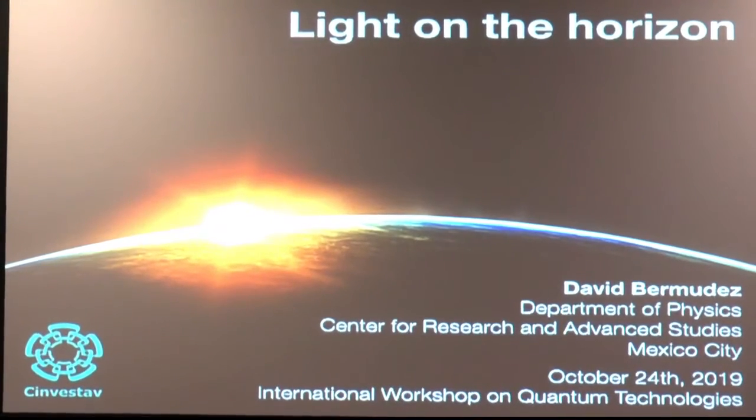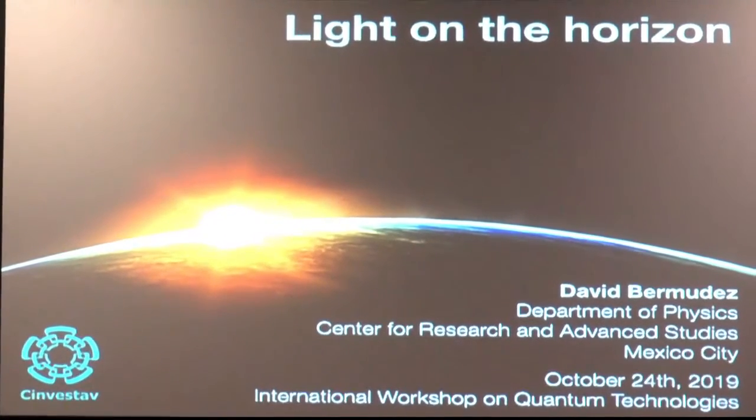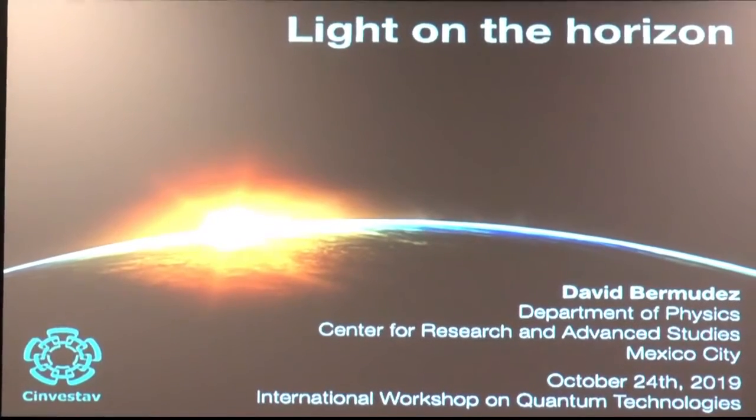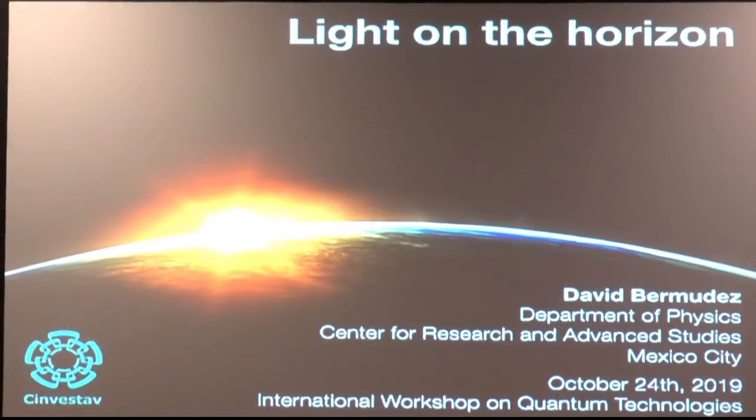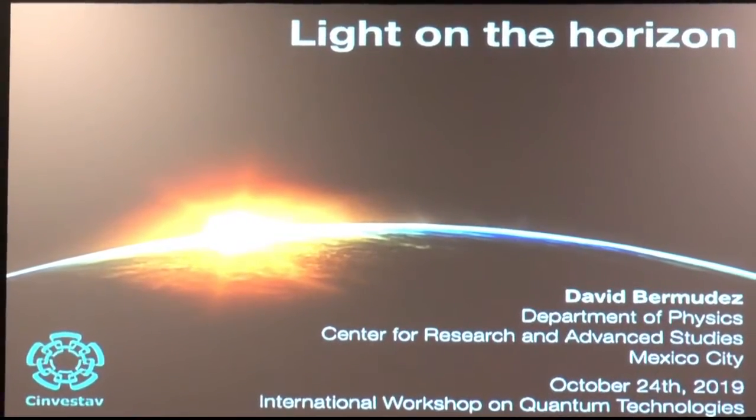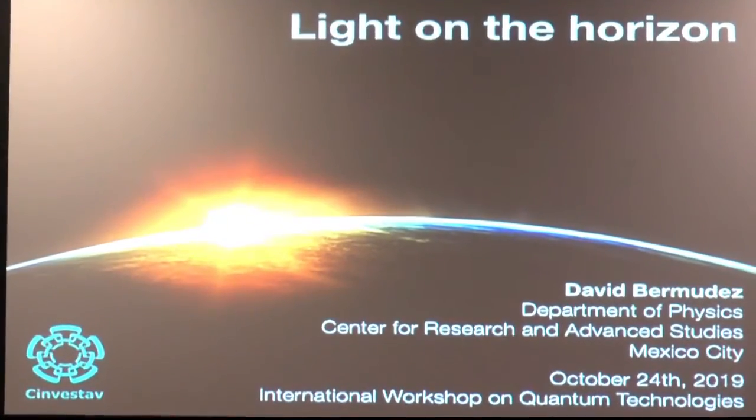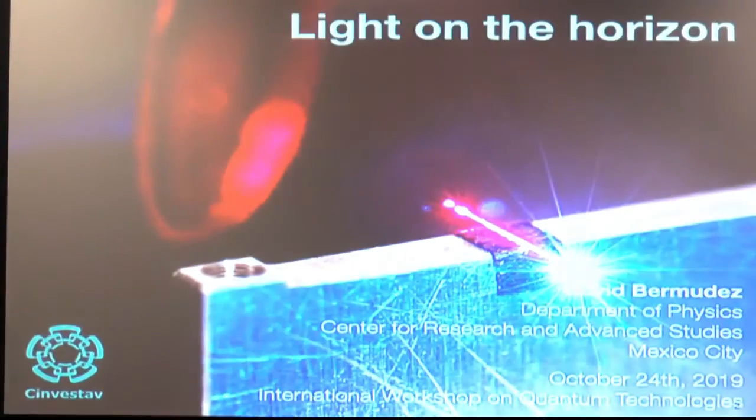So I'm going to talk about this topic. I know this title doesn't say anything. It's just light on the horizon. But you can see that this picture is sunlight coming from the horizon on Earth. But I want to convince you that this is also light on the horizon.